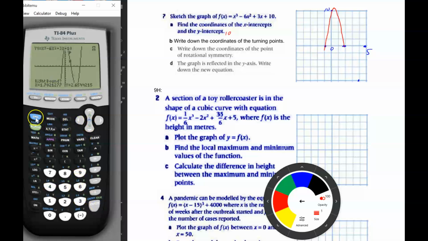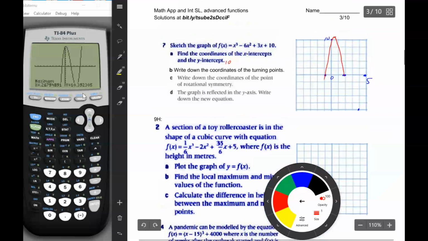Oops, let me redo that. Second calc maximum, and then I need to put the left boundary to the left of the maximum, enter. Put the right boundary to the right of the maximum, enter, guess, and the maximum is 0.268 comma 10.4. So let's put that there. So it would be 0.268 comma 10.4.